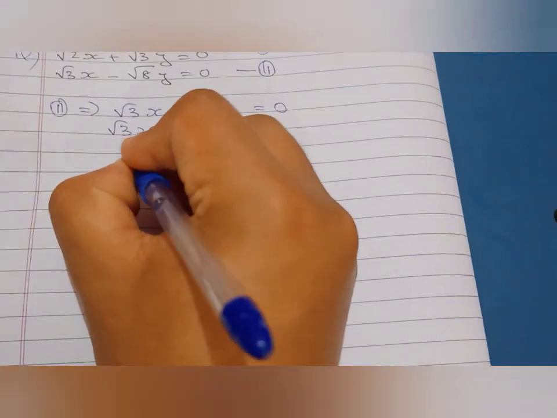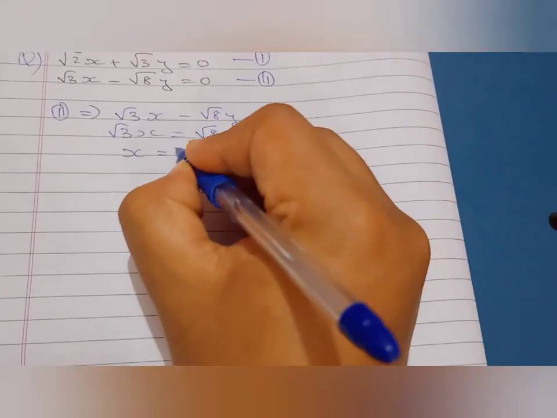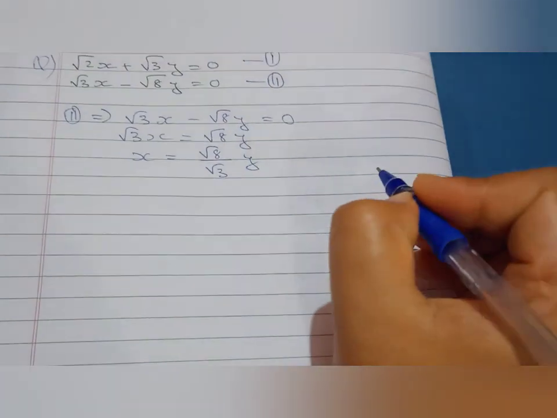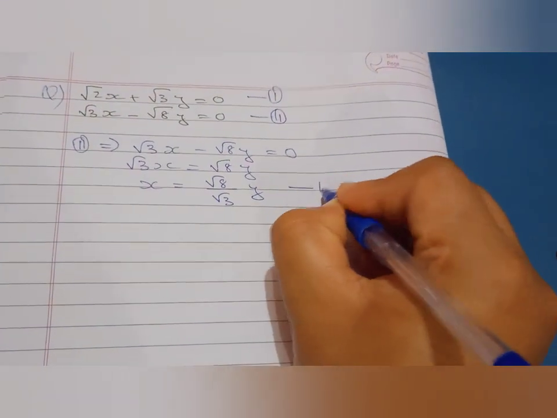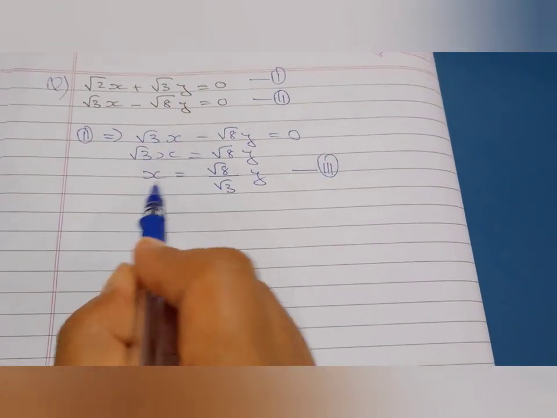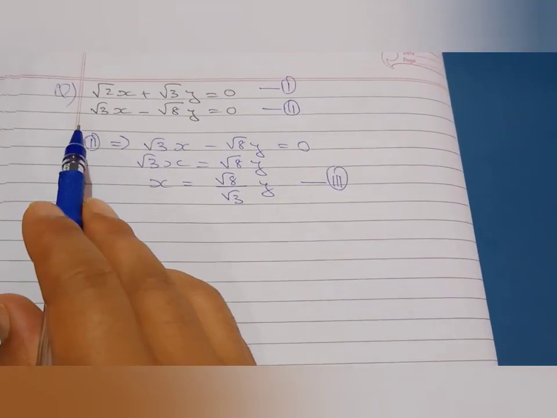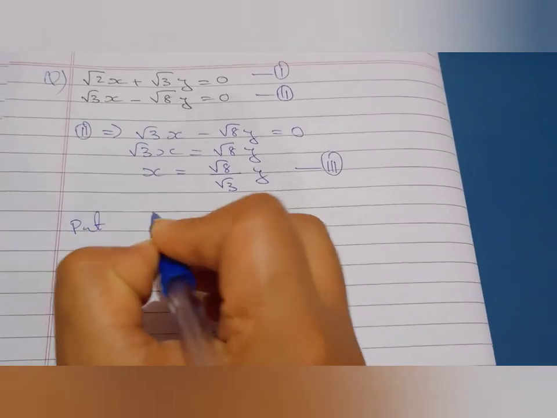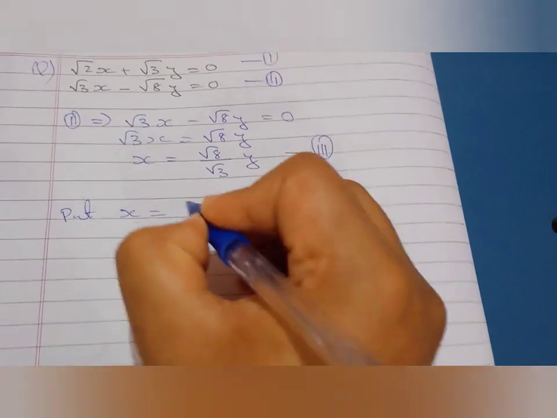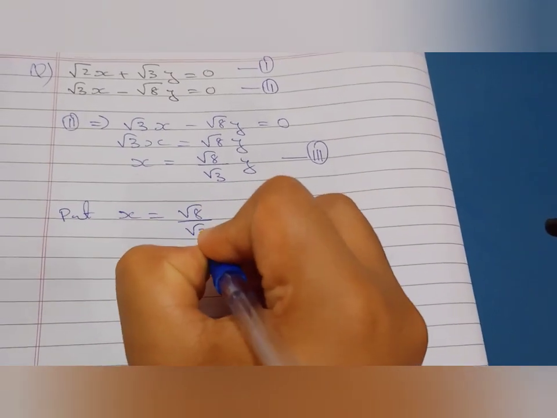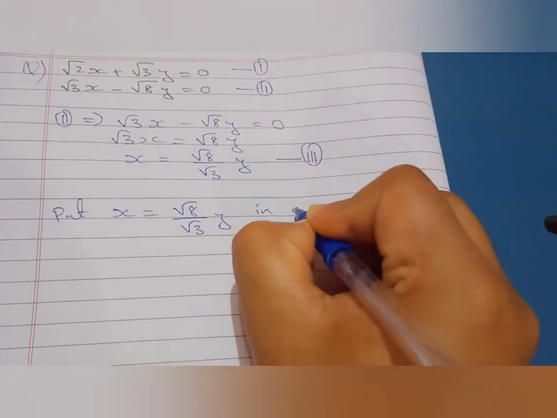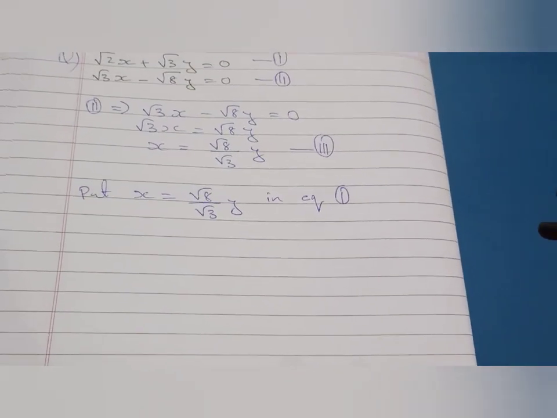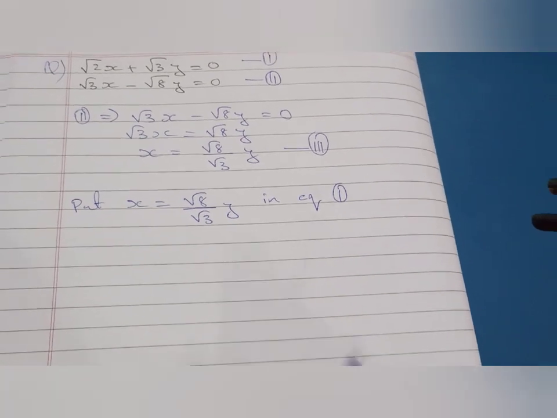So finally, we'll take root 3 to the other side, we'll get x equals root 8 by root 3 y. So this we will mark as equation number 3. We have expressed x in terms of y by manipulating the second equation. Since the second equation has been manipulated, we will put the value of x in the other equation, that is equation number 1. Had we manipulated equation 1, we would have used that value in the second equation.